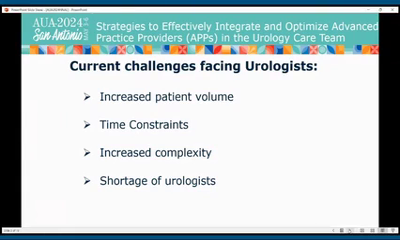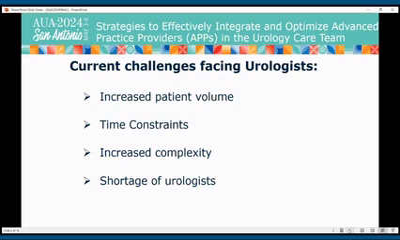So this increase in patient volume has led to time constraints. Urologists only have a limited time to spend with patients due to the patient volumes as well as the administrative tasks that they now have to do, including working with the e-record and more extensive documentation for billing purposes. And this increase in patient volume has also led them to have more surgical responsibilities. So now they have less time in the office to actually see patients.